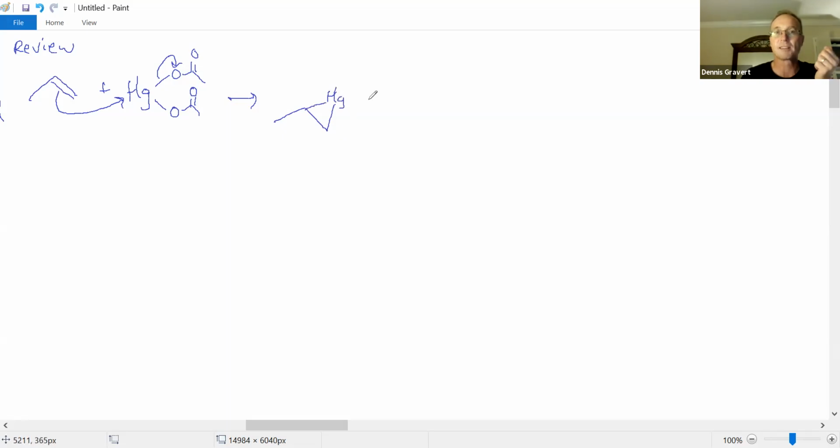Mercury's going to make 3 bonds, and it's going to keep the acetate group. The net charge here is 0. I know it's mercury 2. Acetates are -1s, but right now, if it's a covalent bond, there's no charge. It's now making 3 bonds. It has a formal +1 charge now.